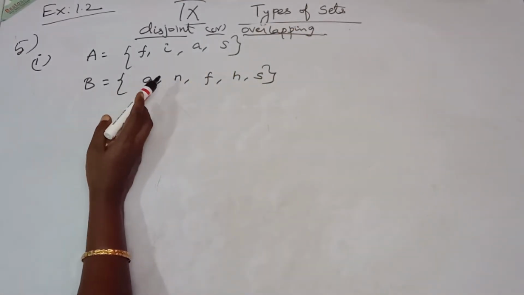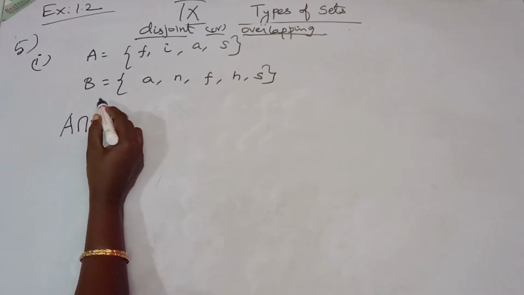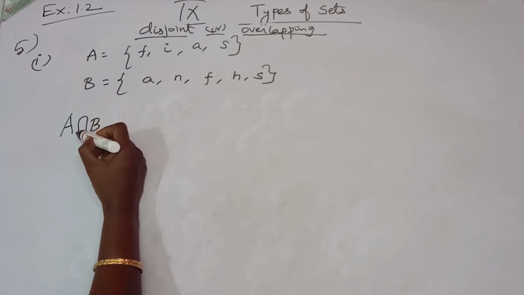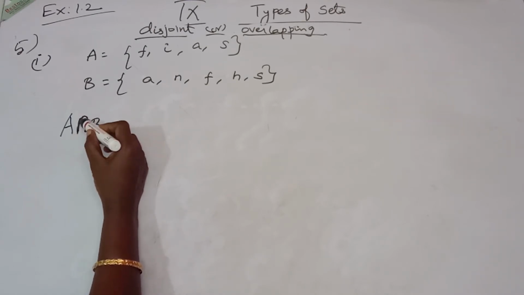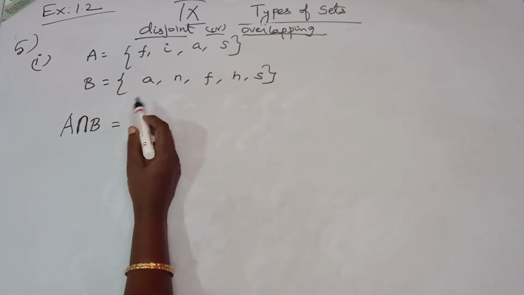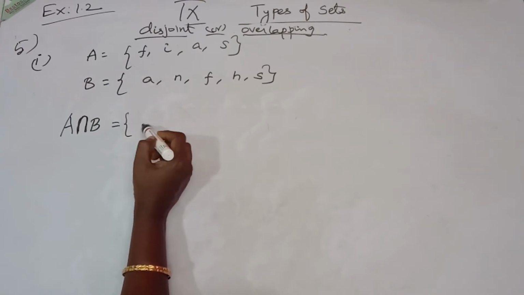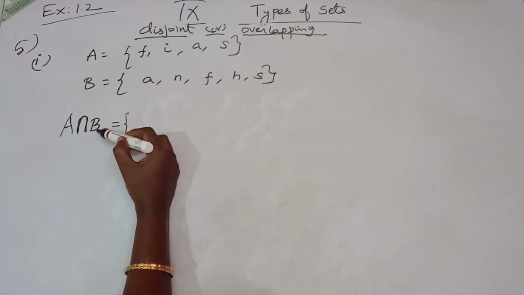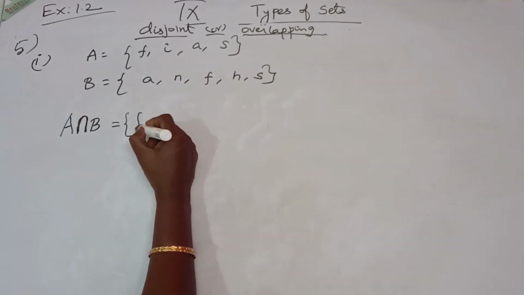So for disjoint or overlapping, you have to find A intersection B, the intersection of the given two sets. This is called intersection, and this is the symbol of intersection. How do you find A intersection B? If there is any common element in both sets, we can collect it and write it inside the set notation. Here F is there, here also F, so F is common in both sets.